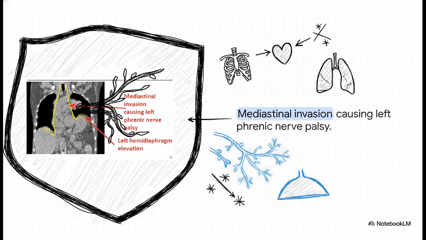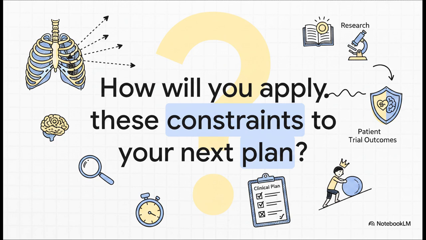Because look, ignoring target motion or pushing those anatomical boundaries has real, terrible consequences. A classic example is a mediastinal tumor invasion causing left phrenic nerve palsy, which results in a visibly elevated left hemidiaphragm. It's a really stark, real-world reminder of the incredibly delicate structures we are navigating on a daily basis in the clinic.